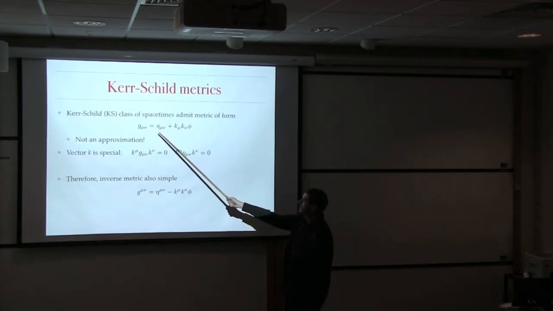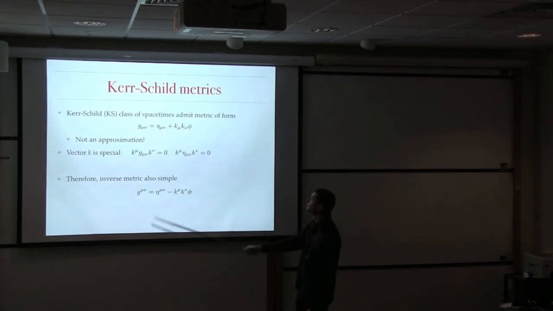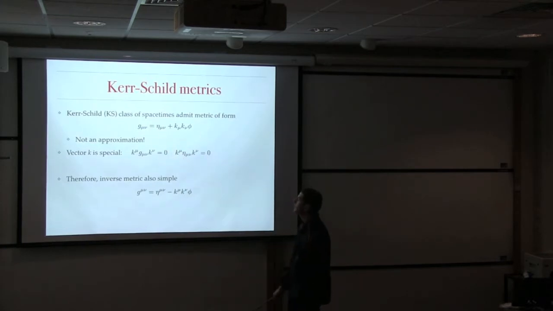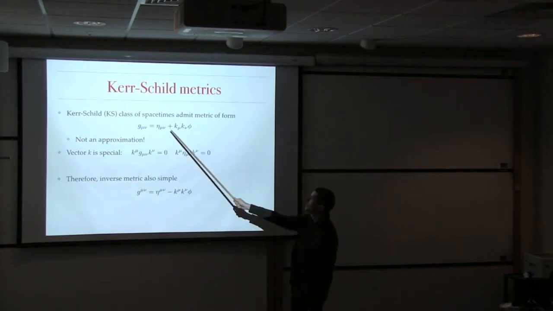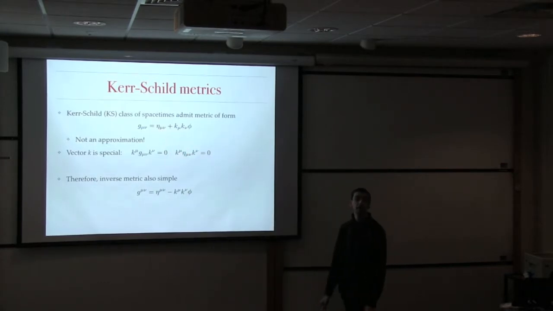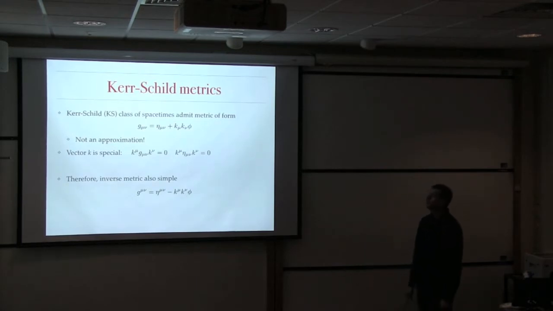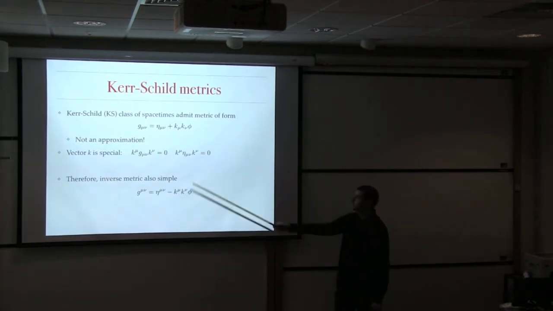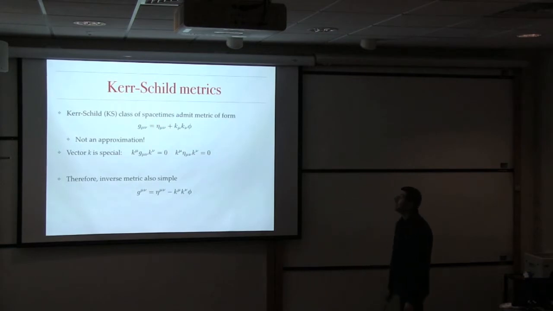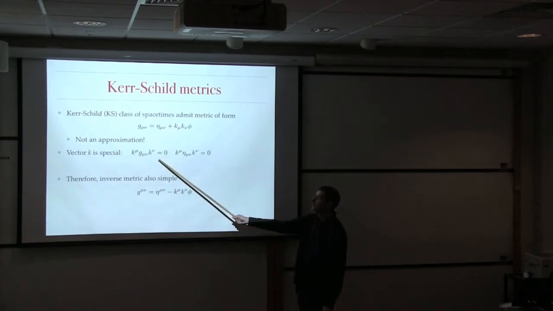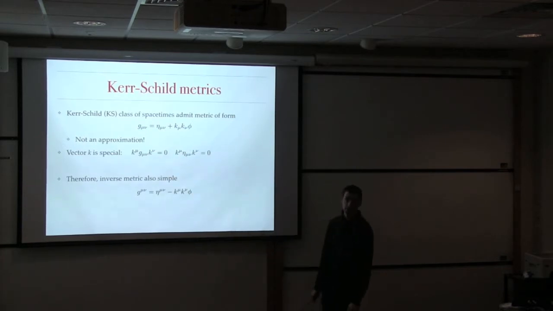I'm considering Kerr-Schild metrics, which are close somehow. You can consider an arbitrary metric here, but I'm considering Kerr-Schild metrics with the property that this η is just a Minkowski metric. So the full spacetime metric is a Minkowski metric plus K_μ K_ν φ, where φ is just some scalar. This vector K is a special vector. The key thing about it is that K is null with respect to the full metric and the Minkowski metric.